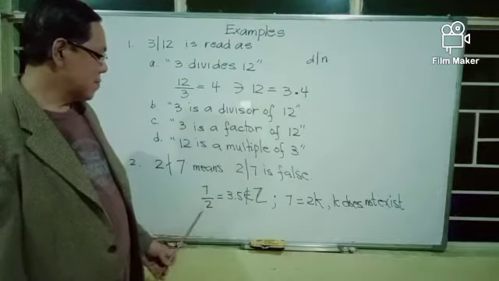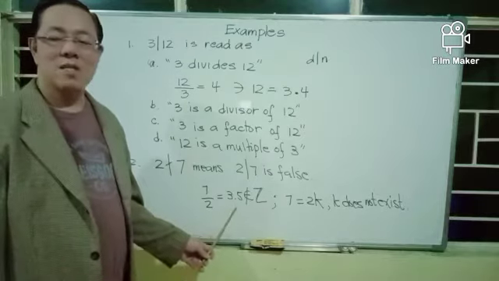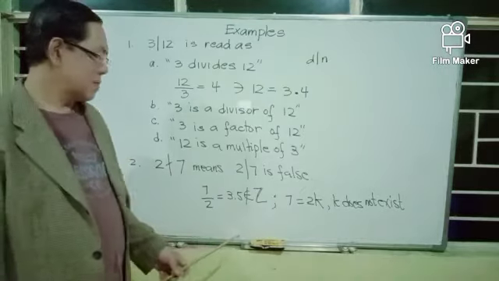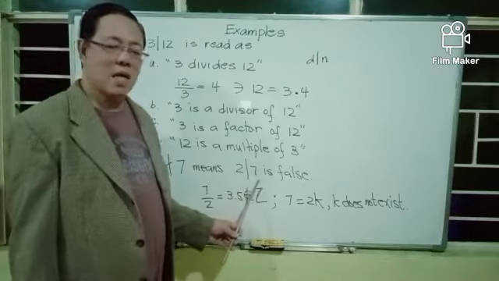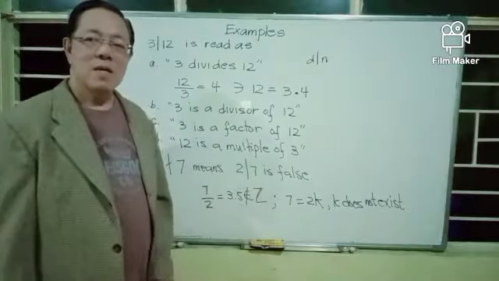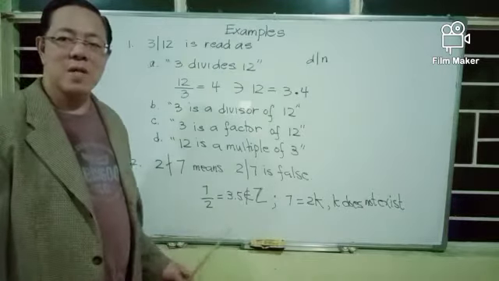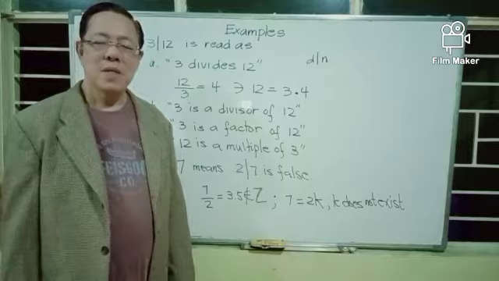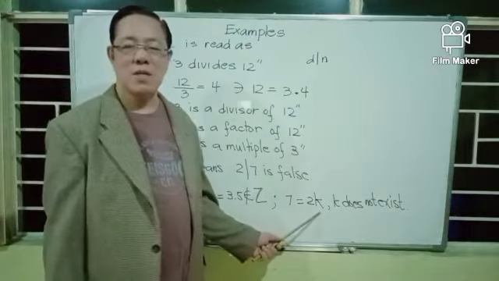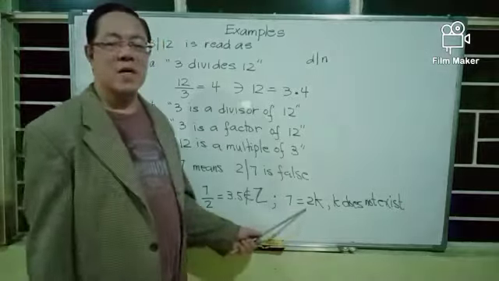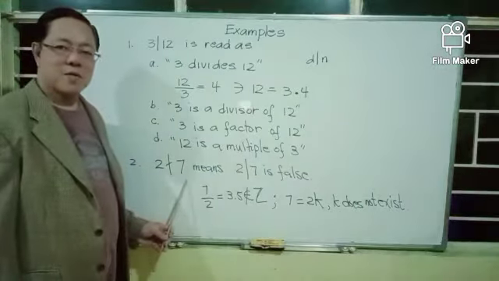But here, 7 we can divide by 2, it's 3.5, but the answer is not an integer. We say that 2 divides 7 if the answer in this division, 7 divided by 2, is an integer. But the answer is not an integer, and we cannot find an integer k that will satisfy this equation. Therefore, 2 does not divide 7.